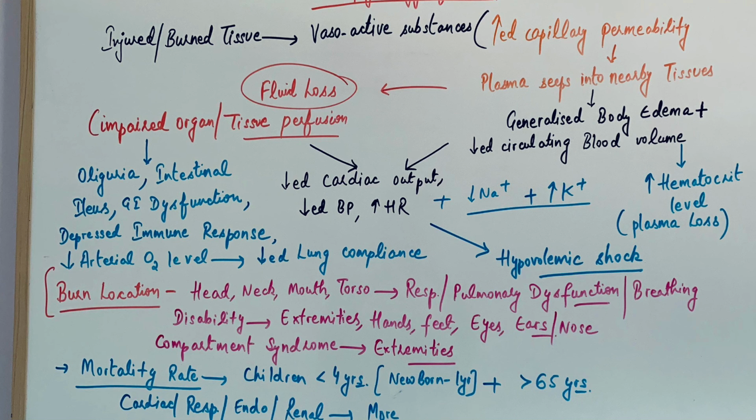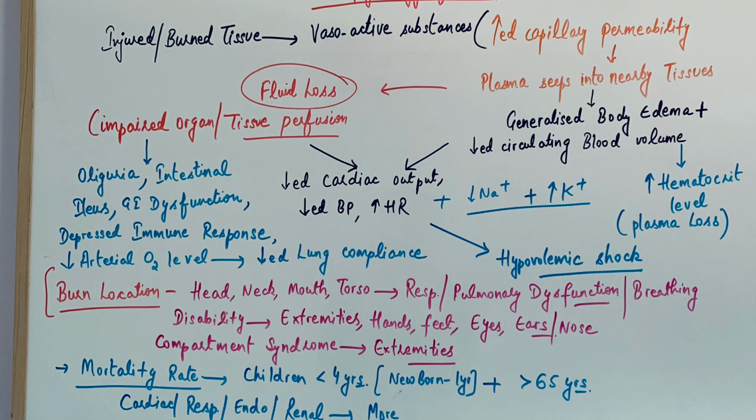So next we are moving on to the burn location, because we have to remember to focus upon the area upon which the burn has happened. It's very important. For example, if there is a burn on the hand or on the mouth or the neck, or the torso, the front torso, chest area mainly, then it can lead to some severe disabilities or difficulty in breathing, which can lead to respiratory or pulmonary dysfunction.